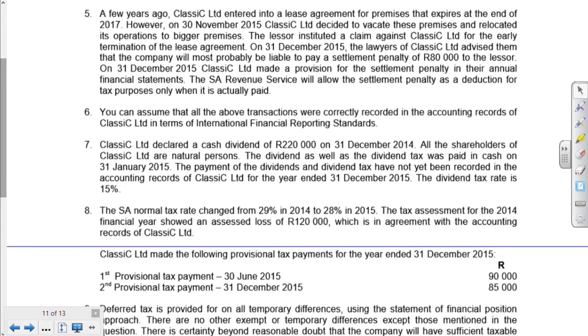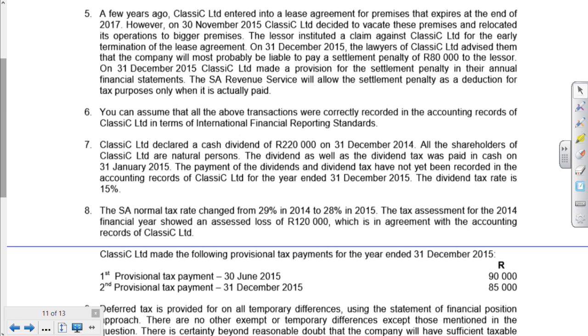Number 7: Classic declared a cash dividend of 220,000 Rand on 31 December 14. All the shareholders are natural persons. The dividend, as well as the dividend tax, was paid in cash 31 December 15. So we didn't pay it. We declared it, but we didn't pay it. The payment of dividends and dividend tax have not yet been recorded in the accounting records of Classic. The dividend tax rate is 15%.